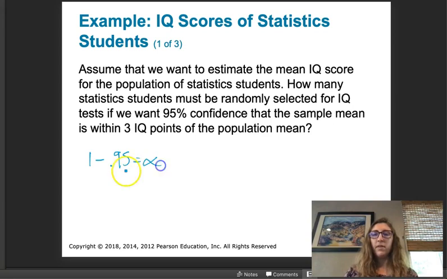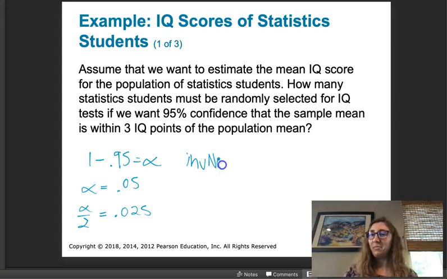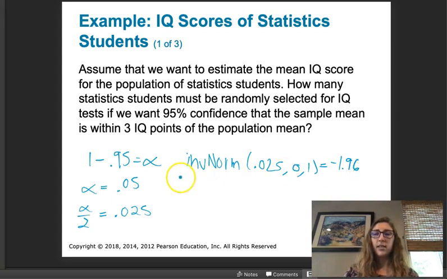That's going to give us our value for alpha. So alpha is 0.05. So alpha over 2 is 0.025. And now we'd be using our inv norm, right? Because we're going back to our z-scores here. So we'd have 0.025, 0, and 1. All right, so we plug that in our calculator. This will give us negative 1.96. But we need our critical value here to be positive. So this is going to be positive 1.96.